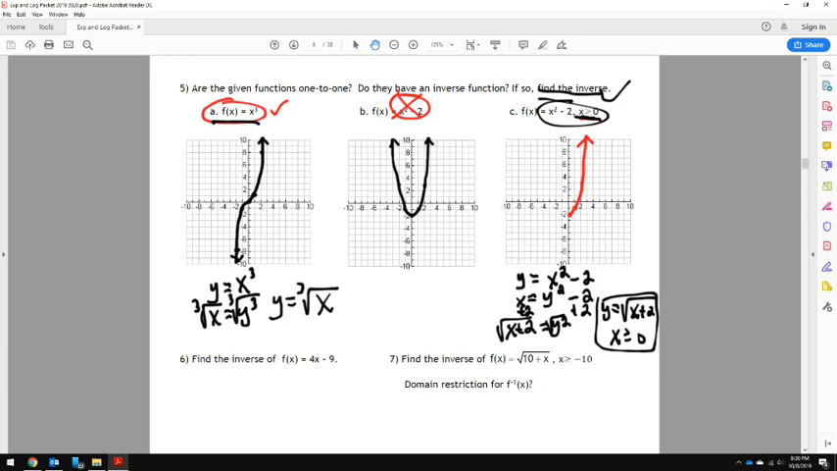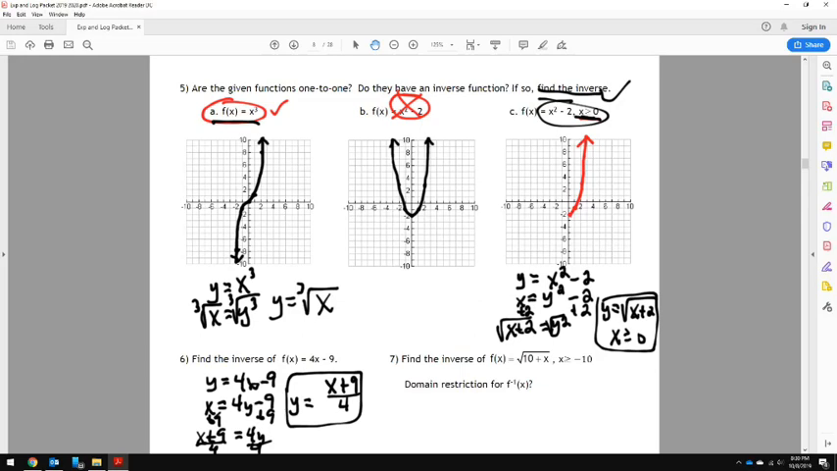Alright, so it goes on, number 6 says find the inverse of 4x minus 9. So we go in and exchange and resolve. And divide by 4, and you get y is equal to x plus 9 all divided by 4.